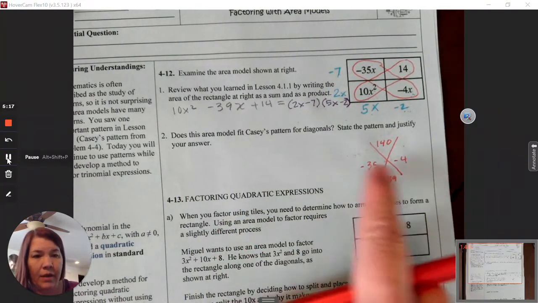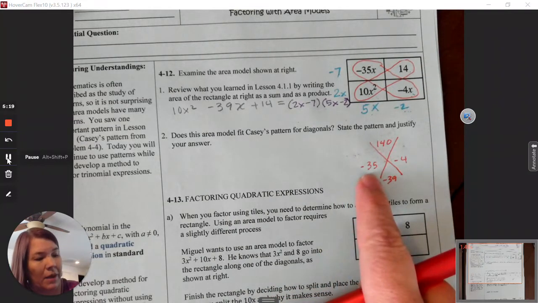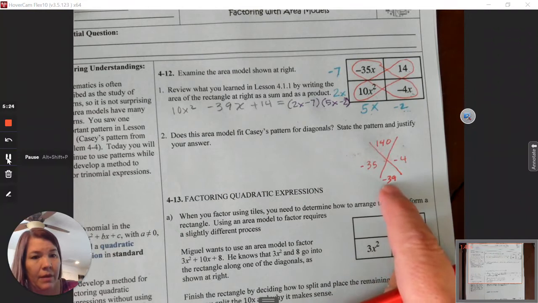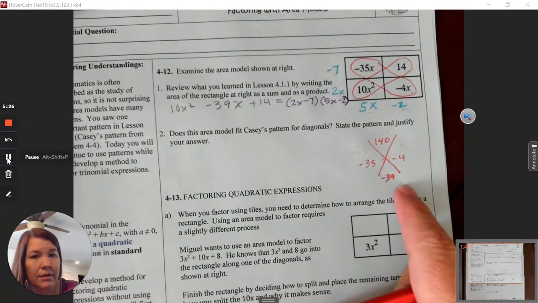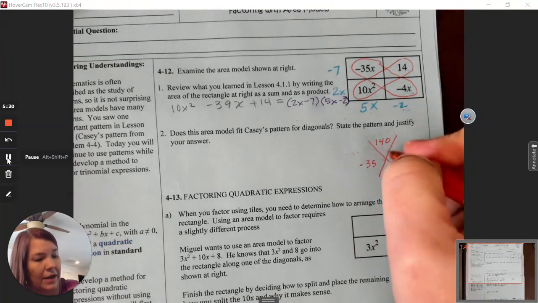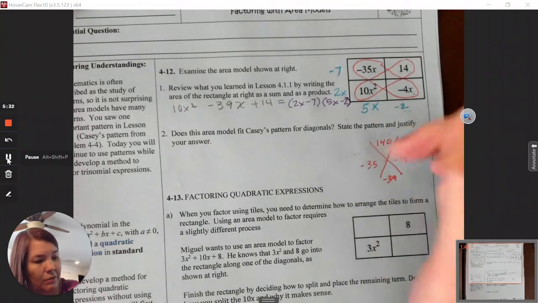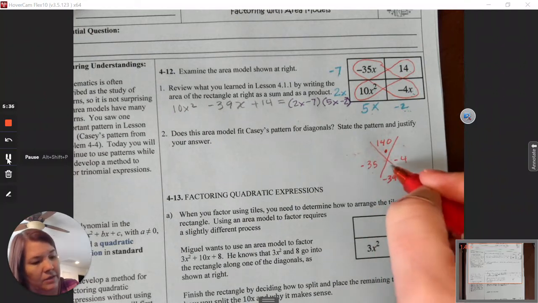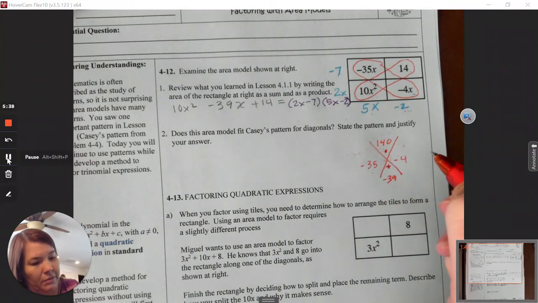And then if I look at that, it's amazing, negative 35 times negative 4 is 140, and negative 39 plus negative 4 is 39. So if I take these two numbers and multiply them together, I get the top of my diamond. And if I take these numbers and add them together, I get the bottom of my diamond.